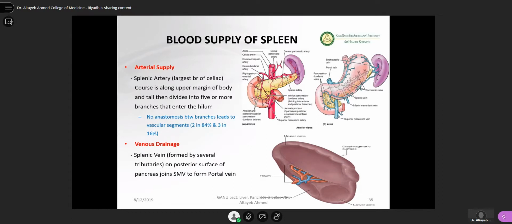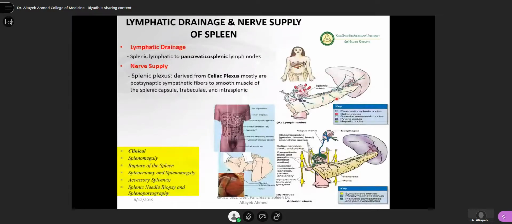The venous drainage goes through the splenic vein, and as the splenic vein goes proximally, it receives the inferior mesenteric vein. Then it drains by joining the superior mesenteric vein to form the portal vein. Always remember that the portal vein is formed by the splenic and superior mesenteric veins, because in MCQs sometimes they give you the inferior. No, the inferior drains directly into the splenic vein. The lymph drainage goes to the pancreaticosplenic lymph nodes.